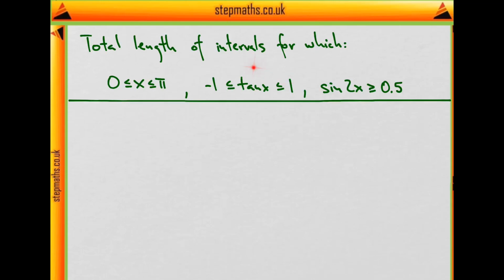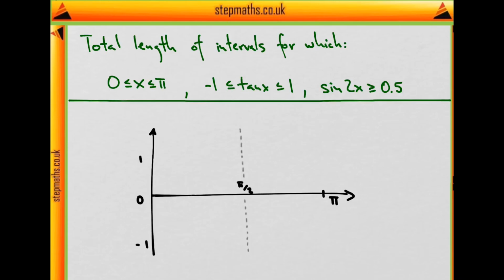Now, two of these inequalities involve trigonometric functions, so it would be a good idea to try and draw the two graphs of the two functions to help us understand what's going on. You can stop the video now and give it a go yourself. So first of all, the interval which we are interested in is from 0 to 2 pi.